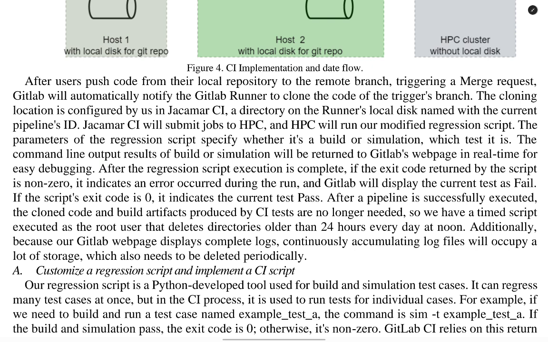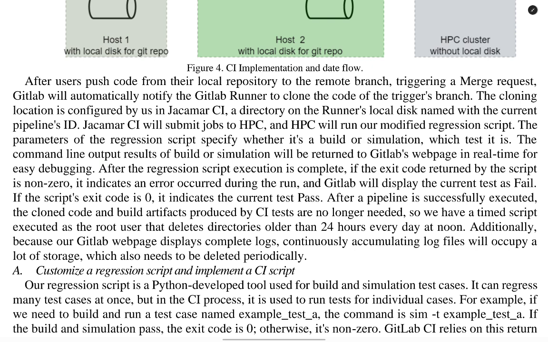After regression script execution is complete, if the exit code returned by the script is non-zero, it indicates an error occurred during the run, and GitLab will display the current test as a fail. If the script's exit code is 0, it indicates the current test passed.